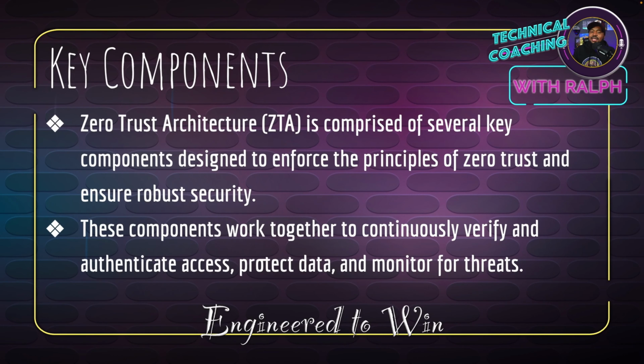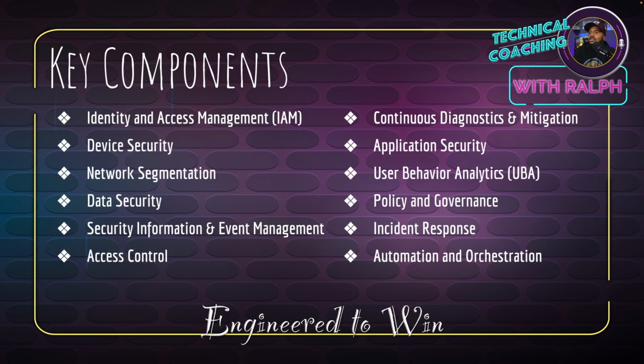So, what are the key components of zero trust architecture? It's comprised of several key components designed to enforce the principles of zero trust and ensure robust security. These components work together to continuously verify and authenticate access, protect data, and monitor for threats. So what are those components, right?